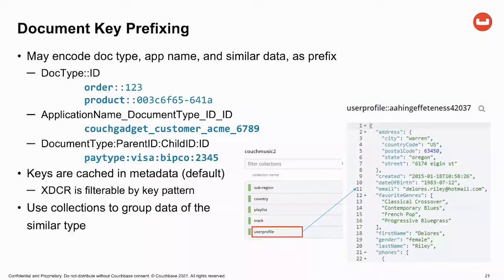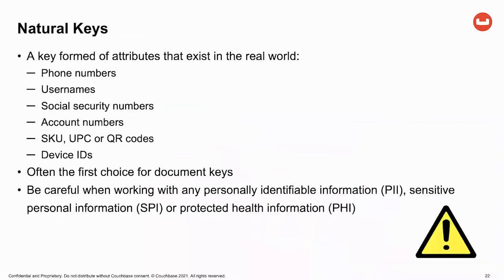So when you're talking about keys, the first choice of document keys should be your natural keys. So natural keys are basically the keys that exist in the real world. Like for example, phone numbers, username, social security numbers, account numbers, SKU, UPC or QR codes, device IDs. So of course you have to be very careful while working with any personally identifiable information or any kind of sensitive personal information or protected health information. You don't want to violate any of, say, the data rules or GDPR norms, right?